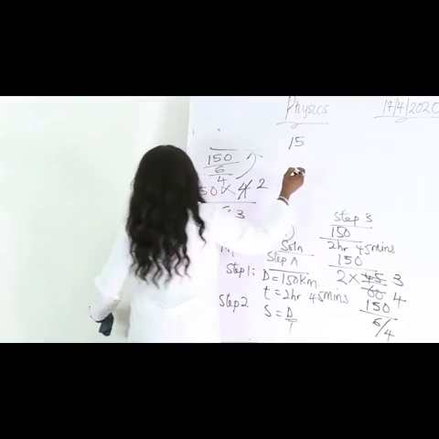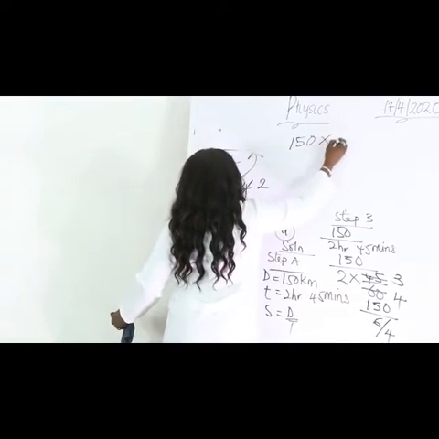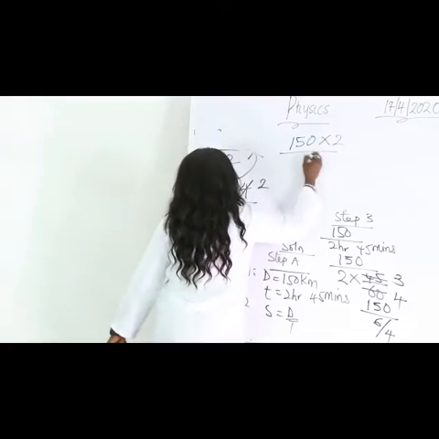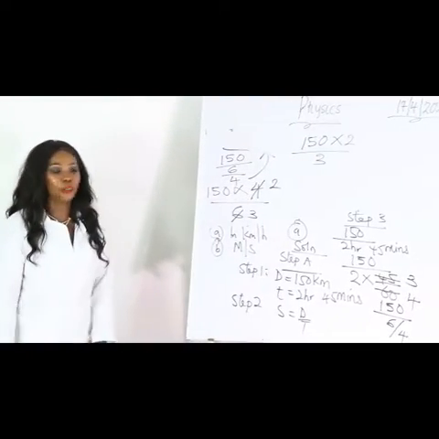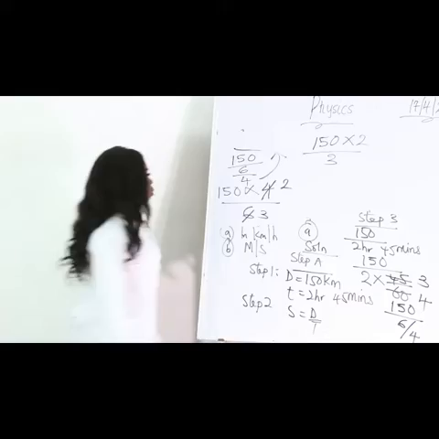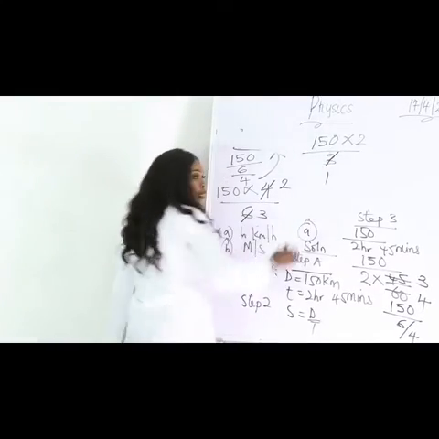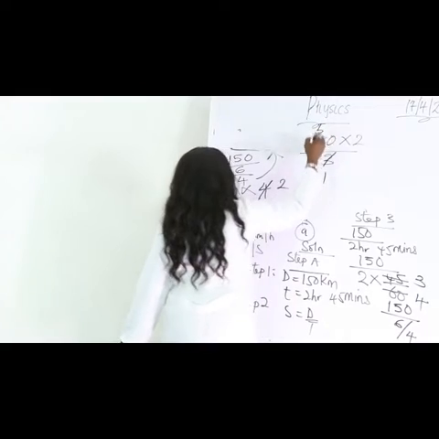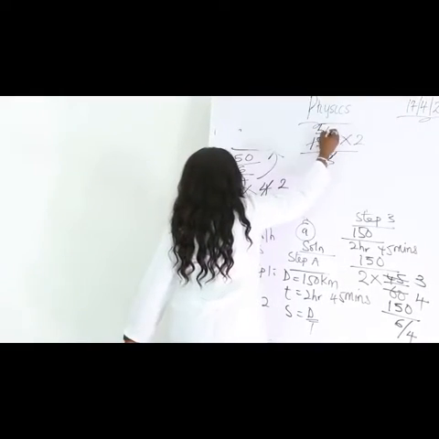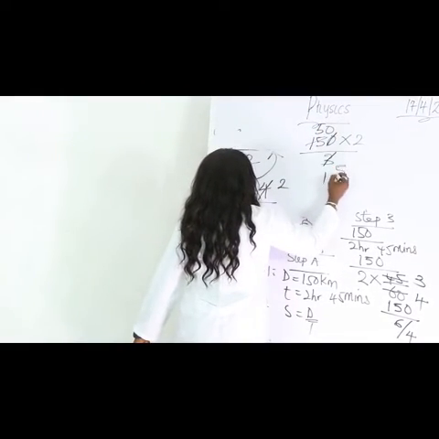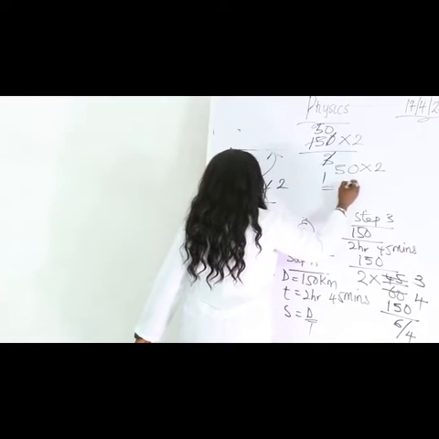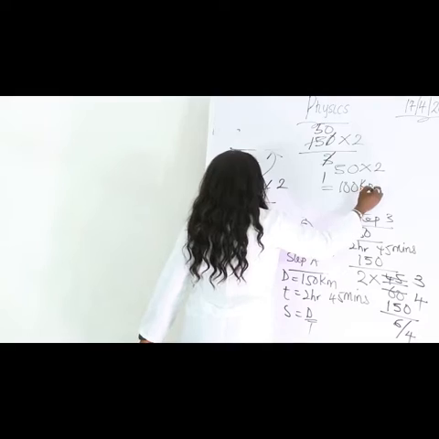150 multiplied by 2 over 3. Something can still go. 3 can go. So 3 going into itself is 1. And 3 goes into 15 is 5. 3 into 0 is 0. So 50 multiplied by 2 will give us 100 kilometers.